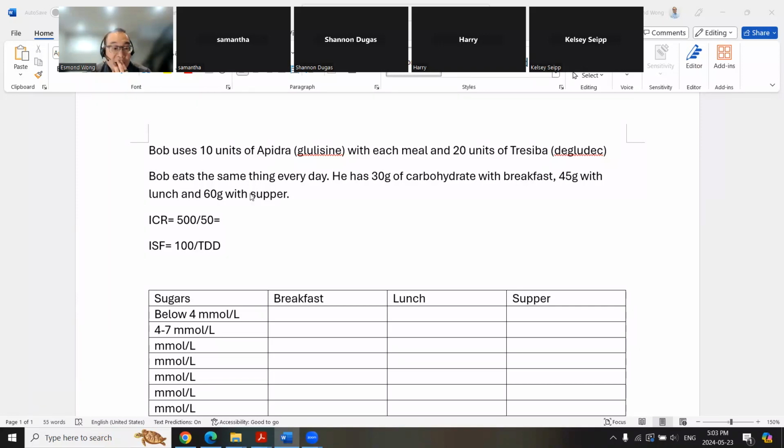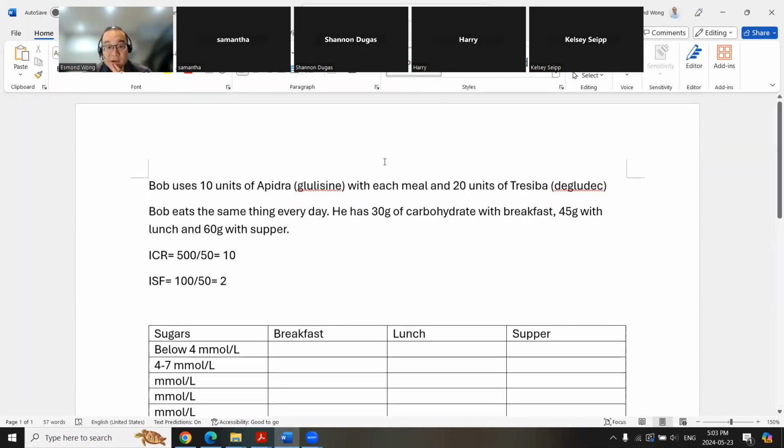So for his insulin to carb ratio, we'd go 500 divided by 50. When I'm nervous, I can't do math. That's 10. So that means his insulin to carb ratio is that he has to take 1 unit for every 10 grams of carbs. And then let's look at his insulin sensitivity factor. That's 100 divided by his total daily dose of 50, which is 2. That means 1 unit will bring him down 2 millimoles per liter.